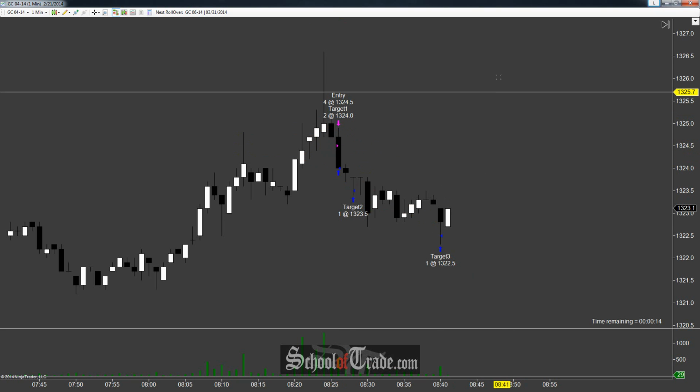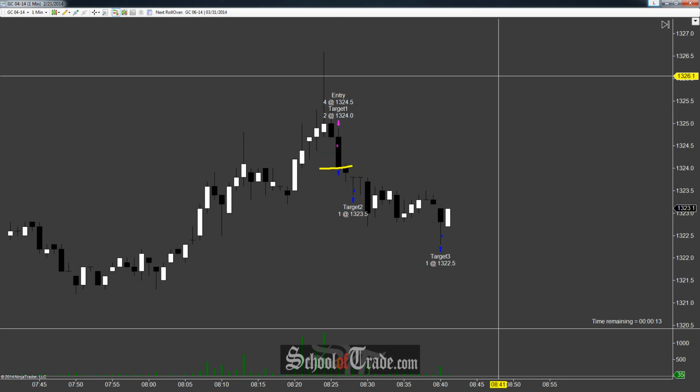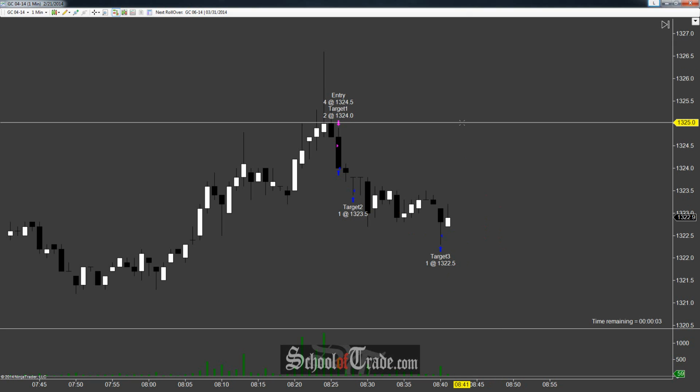So overall, to wrap it up, we had 2 contracts off at +5, 1 contract off at +10, and 1 contract off at +20 for a total of $400 on 4 contracts. So definitely not bad. So that's going to be today's trade.